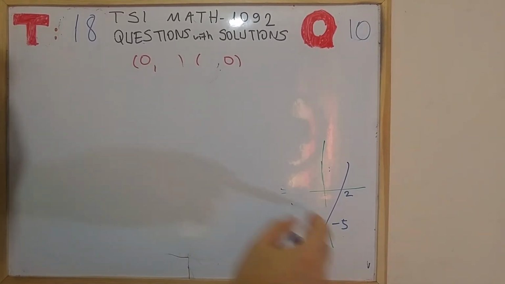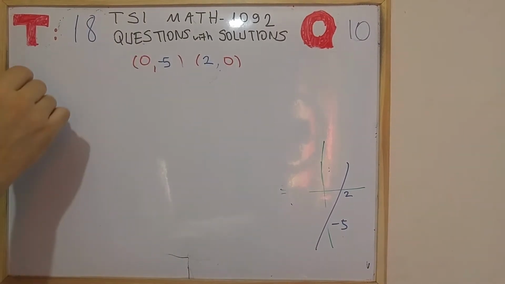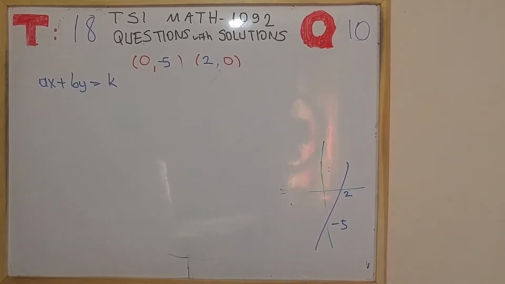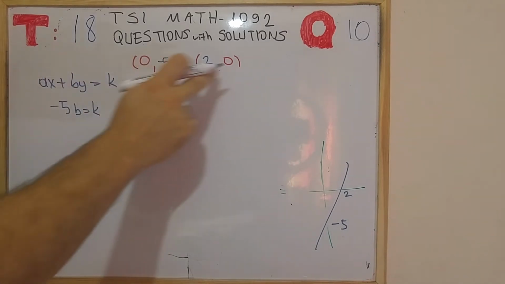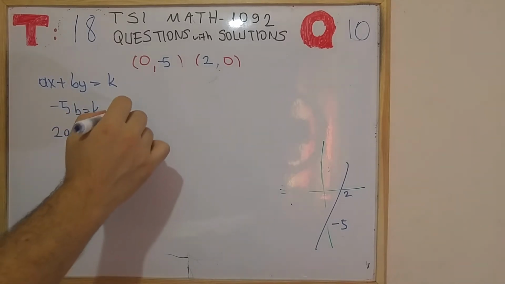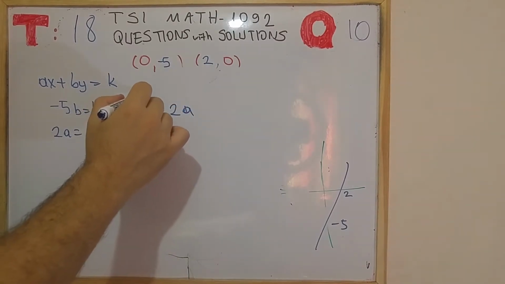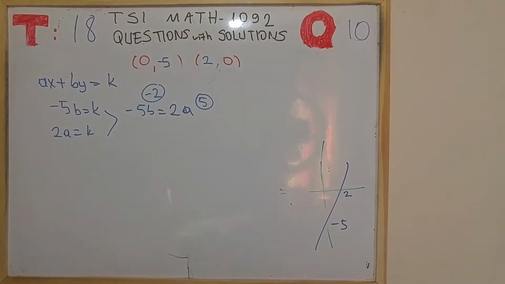Let's see, minus 5 is here and 2 is here. So the function is something like ax plus by is equal to constant. When x is equal to 0, y is equal to minus 5. Therefore, minus 5b is equal to k. And when y is equal to 0, x is equal to 2, so 2a is equal to k too. That means that minus 5b is equal to 2a. So if b is equal to minus 2, a must be equal to 5, or vice versa. Or we could say plus 2 to minus 5, nothing changes.